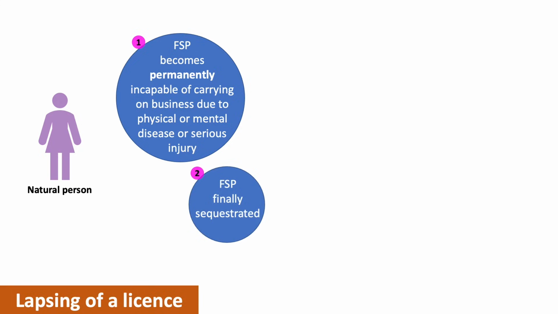2. Where an FSP is finally sequestrated. This is where an FSP is unable to pay its debts and their assets need to be sold to recover money. And 3, where an FSP dies. Remember, when an FSP, that is a natural person, dies, it means the business also stops to operate. That license cannot be used by any other person.